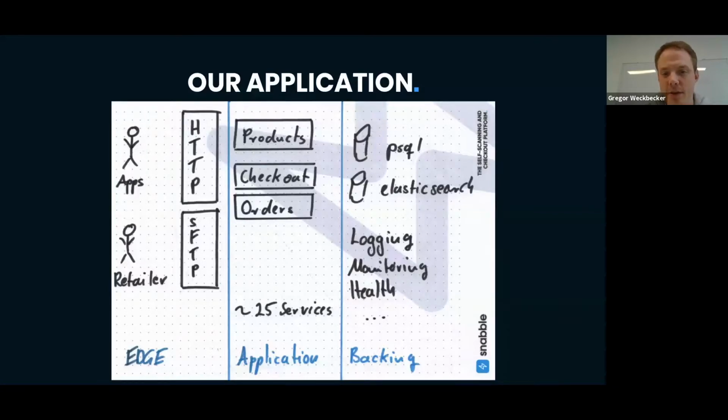So we can slice our application into three distinct layers. We have an edge layer which is faced to the internet, where we get our requests in and route them to our services. Then we have this application layer where we have currently around 25 services running, which interact and implement our business logic. And we have these backend services where we pushed out our persistence, where our services run that are needed to keep everything together, to orchestrate everything, and to make sure that everything works.